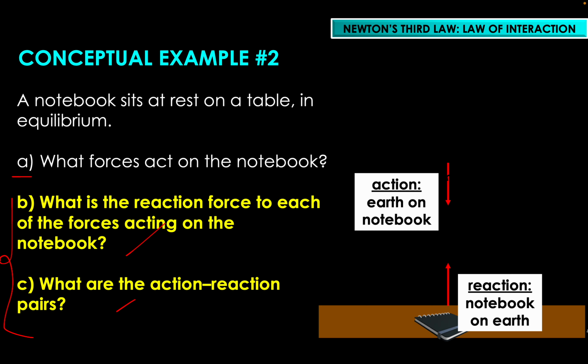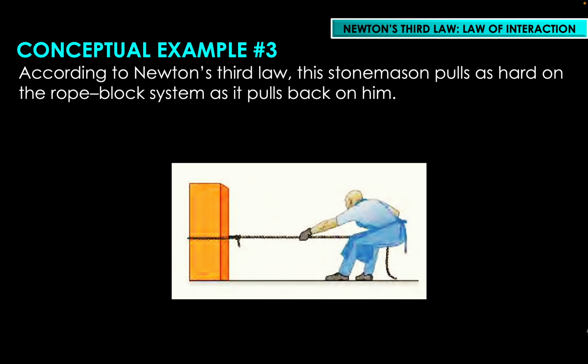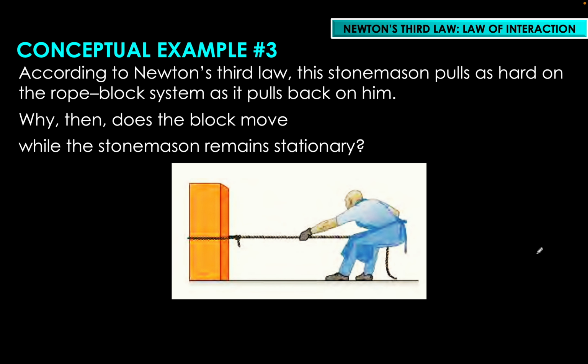For conceptual example number 3, it says here, according to Newton's third law, the stonemason pulls as hard on the rope-block system as it pulls back on him. That's true, right? So this mason pulls the block, but as a reaction to that, the block will also pull the mason leftward, right? So the question here is, why then does the block move while the stonemason remains stationary? Let's deal with the first question. It says here, why does the block move?